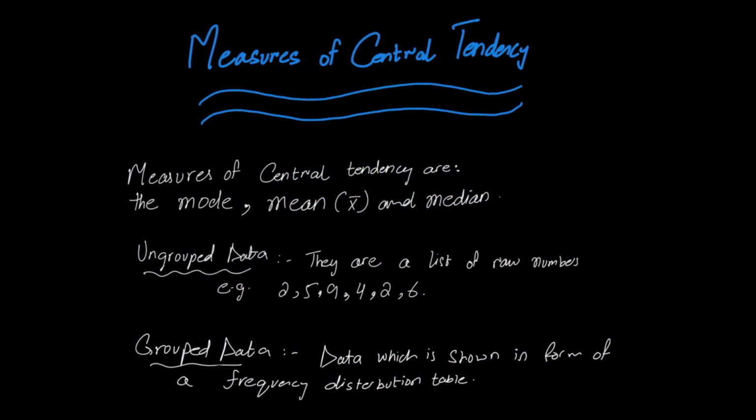Hello, welcome to Measures of Central Tendency. There are basically three types of measures: the mode, the mean, and the median.